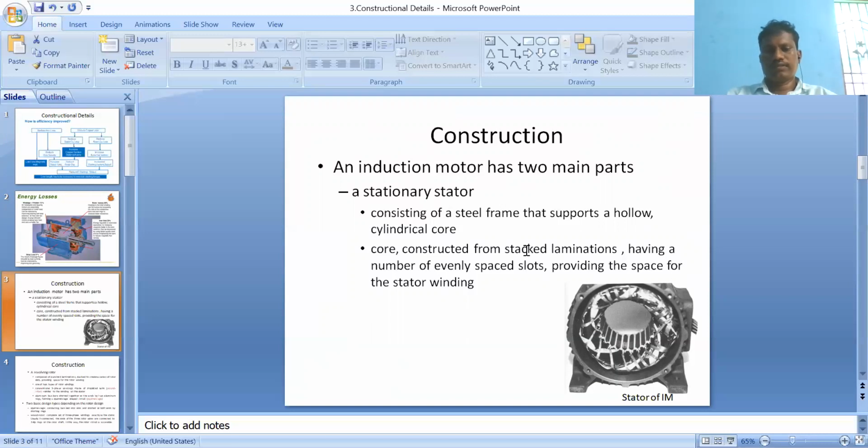Stampings are present in the stator core. The laminations are there to decrease eddy current losses. The stator has an even number of evenly spaced slots, providing space for the stator windings in the stator core.